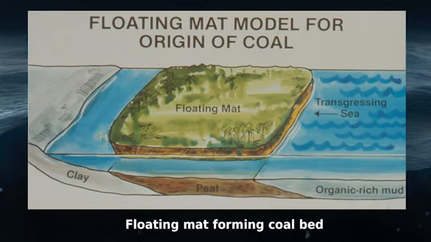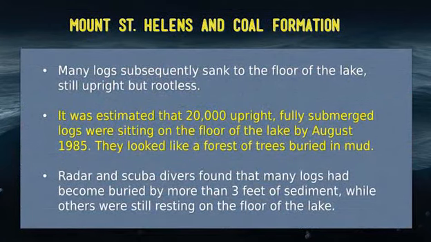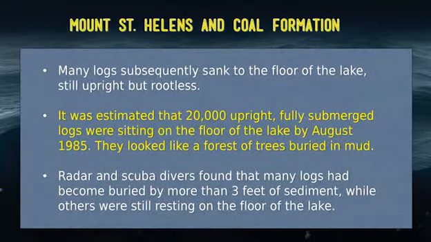Now, there's another clue here. Many logs subsequently sank to the floor of the lake, still upright but rootless. In other words, they didn't grow at the bottom of the lake. They grew elsewhere but were deposited upright at the bottom of the lake. It was estimated that 20,000 upright, fully submerged logs were sitting on the floor of the lake by August 1985. That's 5 years after the eruption. They looked like a forest of trees buried in the mud.